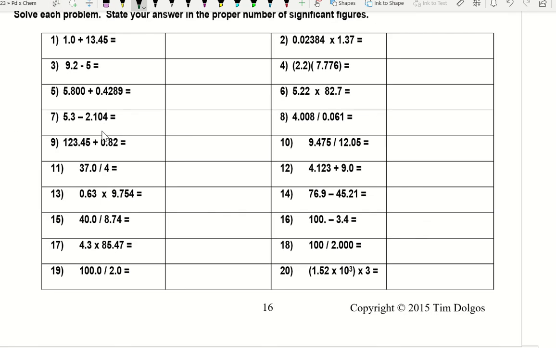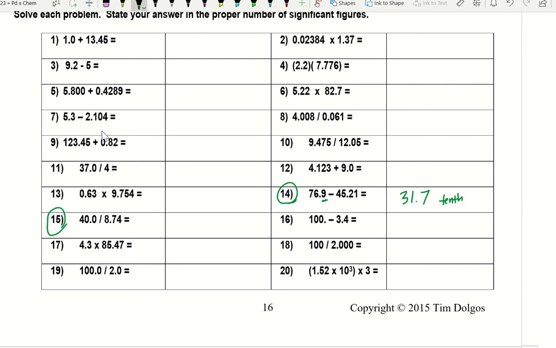Solve each problem. Let's do 2 of them. Let me do number 15 and 14 with you. All right, number 14, you're going to subtract those 2 numbers, and you should get 31.57. But here's the issue: you have to take the least precise measurement. It has to round to the tenths, because the tenths is the least precise measurement.